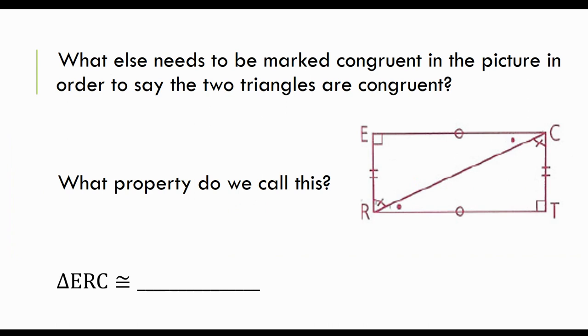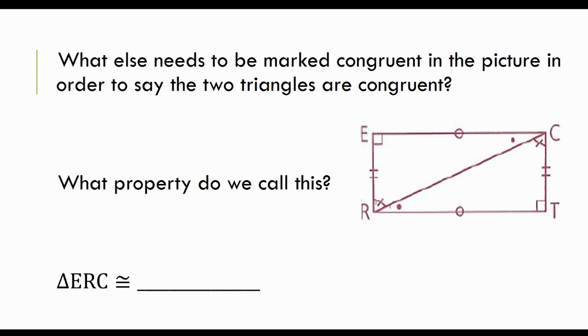So we're going to look at a couple of examples, and it says what else needs to be marked congruent in the picture in order to say that the 2 triangles are congruent. So if we start looking at everything, notice that we've got the triangle up here, and then down here we've got E with a right angle, we've got T with a right angle. So we have right triangles in this picture. Notice that we have several segments that are marked the same within each of those triangles. And then we've got a dot here, a dot there. So those angles are congruent. We've got the marking here and the marking there. So those angles are congruent. So it looks like all the angles are marked.